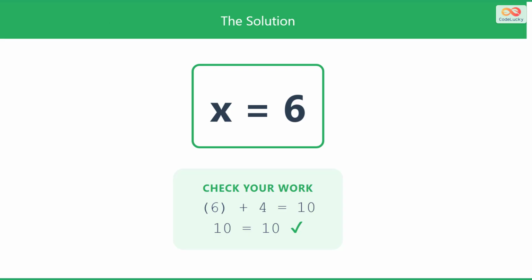After subtracting, the plus 4 and minus 4 on the left become 0, leaving just x. On the right side, 10 minus 4 equals 6. So, our solution is x equals 6. We can check this by putting 6 back into the original equation. 6 plus 4 does indeed equal 10.